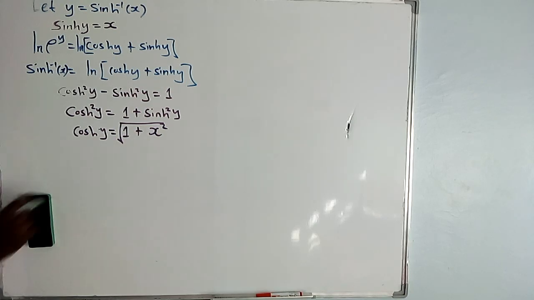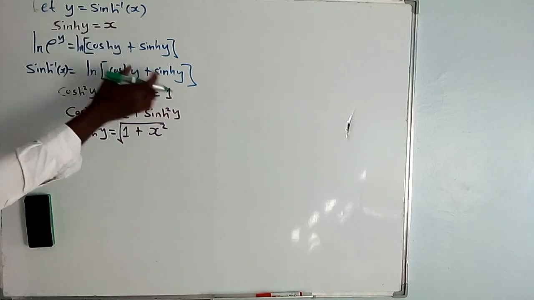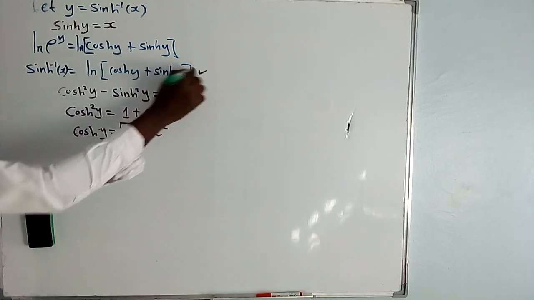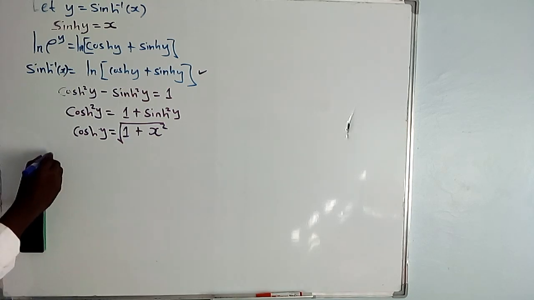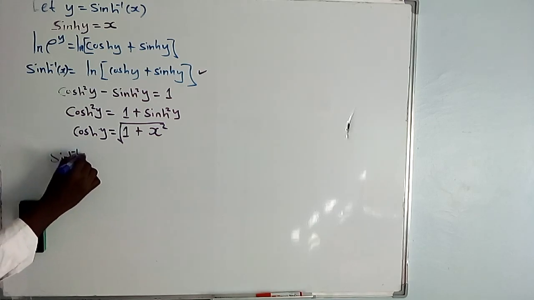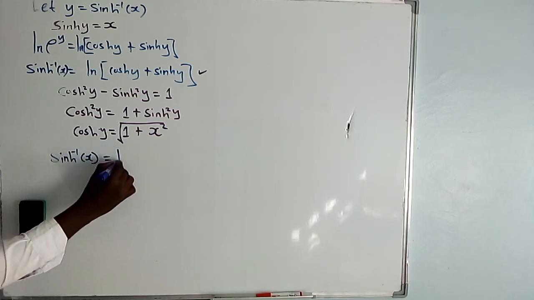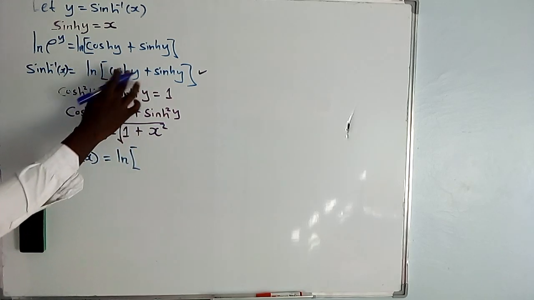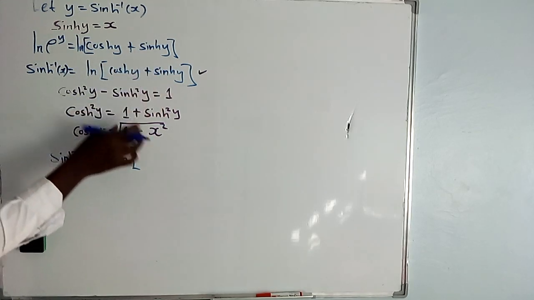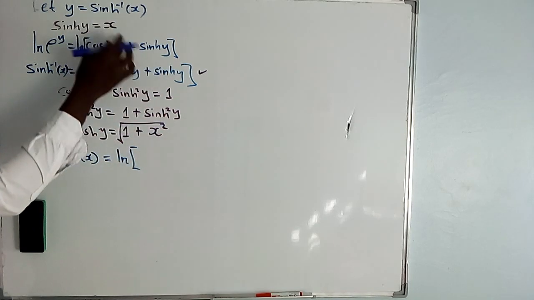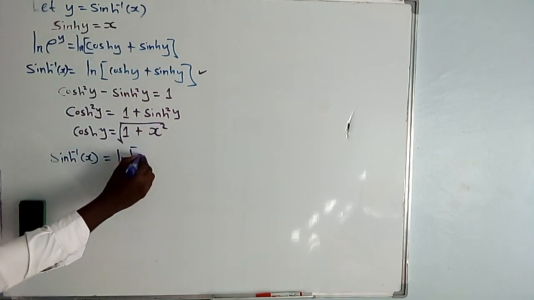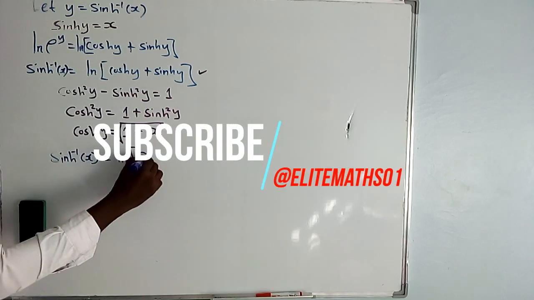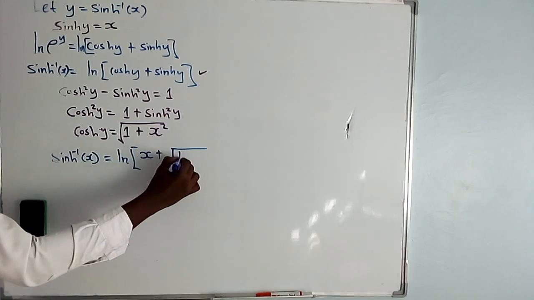Now we found cos y and we have sin y. So it means we can substitute the value of cos y and sin y to make the sine inverse of x everything in terms of x, isn't it? So from there we now have that sine inverse of x is ln of cos y plus sin y. So cos y is the square root of 1 plus x squared, sin y is x. So we can start with the one without the root, meaning it is sin y plus cos y. So we have x plus square root of 1 plus x squared.